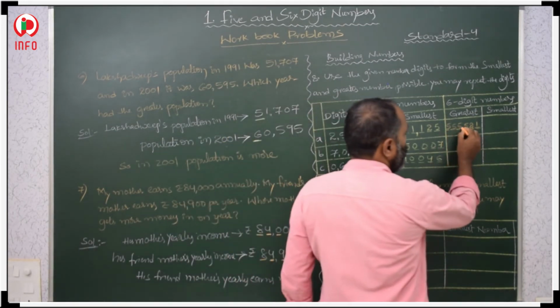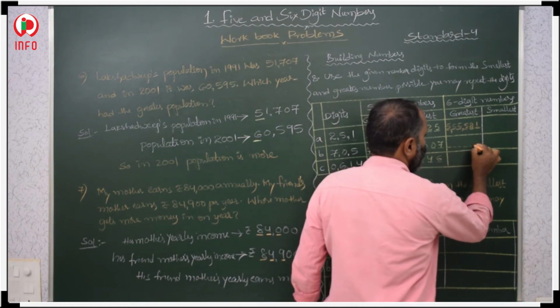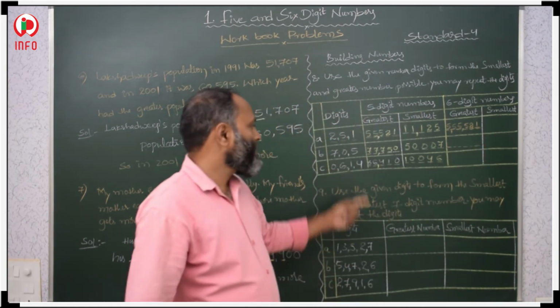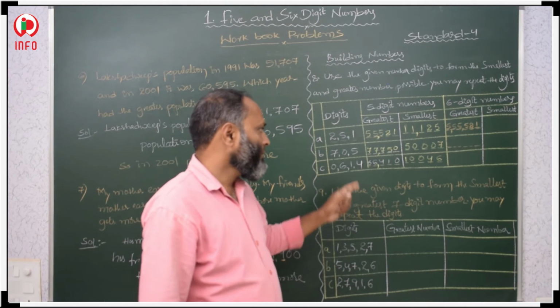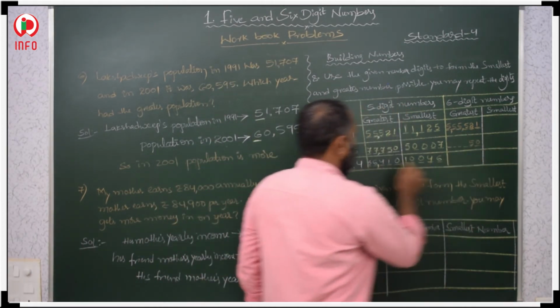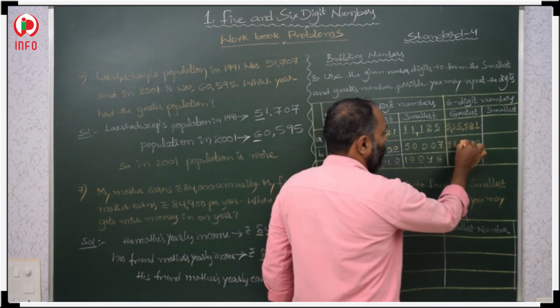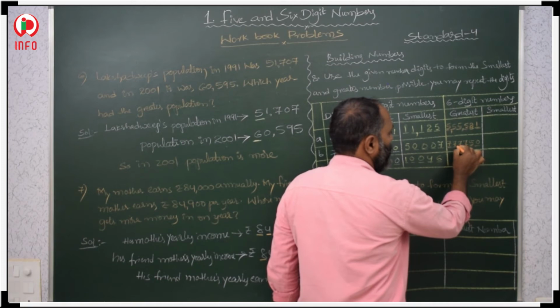Then 5,55,000. Here 1, 2, 3, 4, 5, 6, a 6-digit number. So here the question, the same: 0 first and 5 next. Here 7 repeats 3 times, here we have to repeat 4 times. 1, 2, 3, 4. That's it.